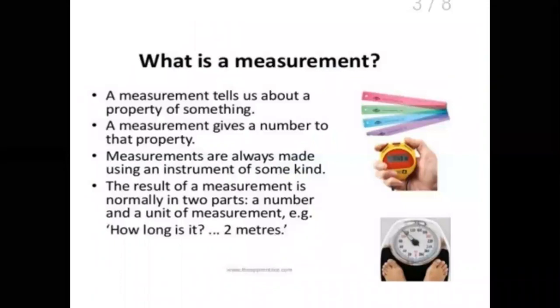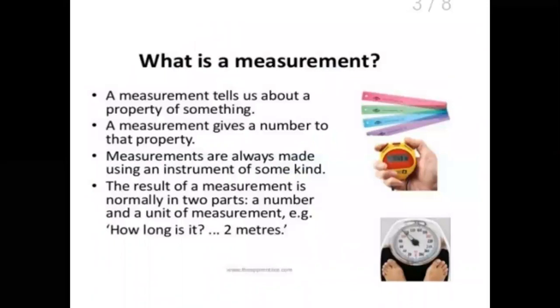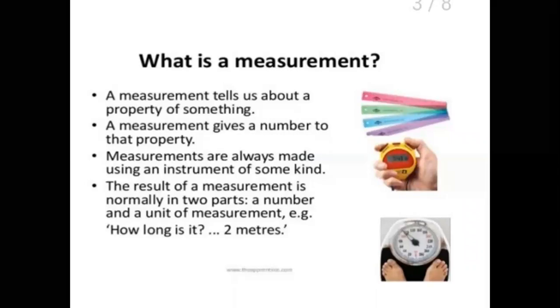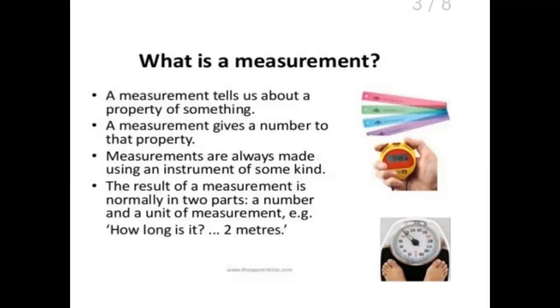What is measurement? So measurement is actually, it tells about a property of something. Like measurement can be of length, measurement can be of area, measurement can be of anything. It gives a number to that property, right? Like if I talk about the length of this room, 15 meters, right? So that gives a number to that property. Measurements are always made using an instrument of some kind. Like how long it is, it will be 2 meters. So that is giving a particular number.